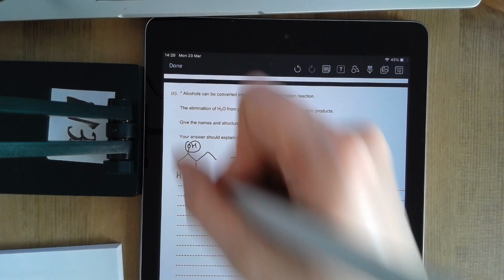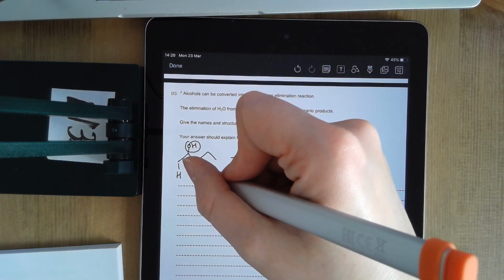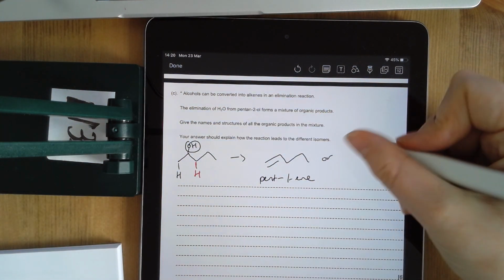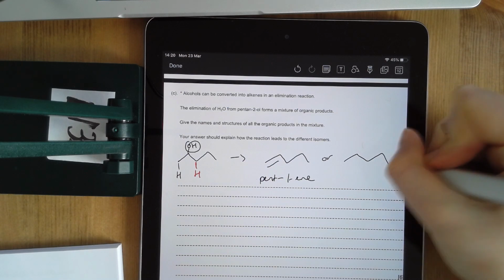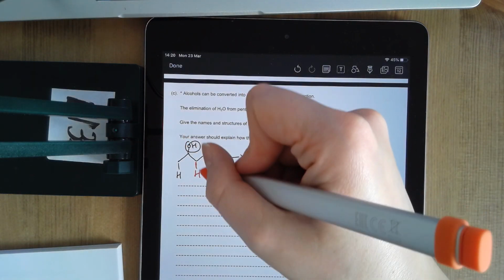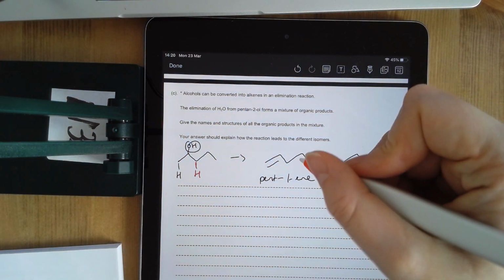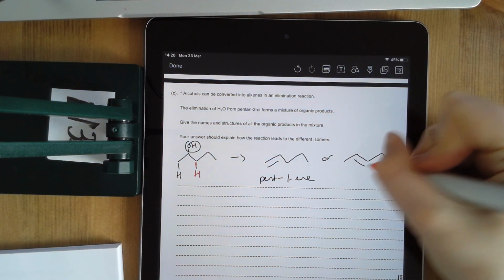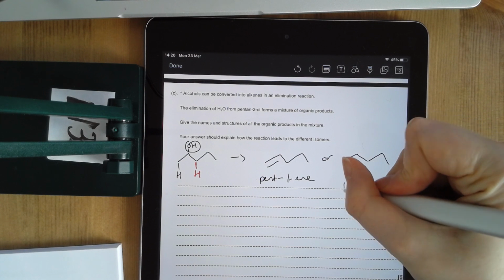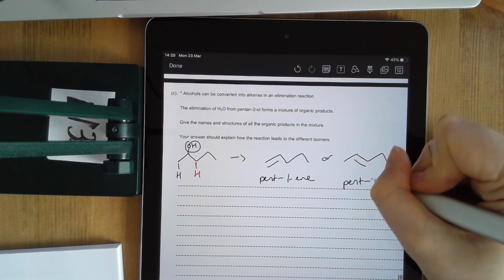Your other option is if you were to lose the hydrogen from the other carbon adjacent to the carbon with the OH. I'm losing an OH from here and a hydrogen from here. Both of these carbons, 2 and 3, are now 1 bond short, so they are going to have the double bond between them, and you have formed pent-2-ene.